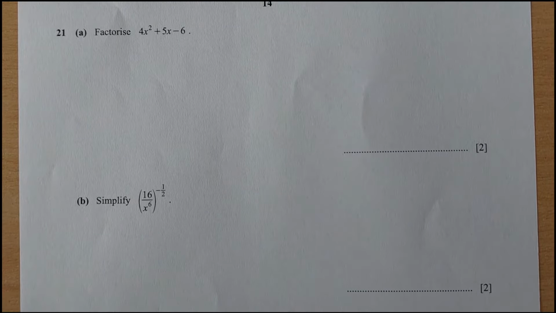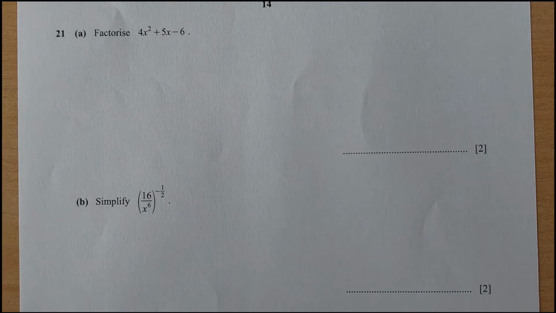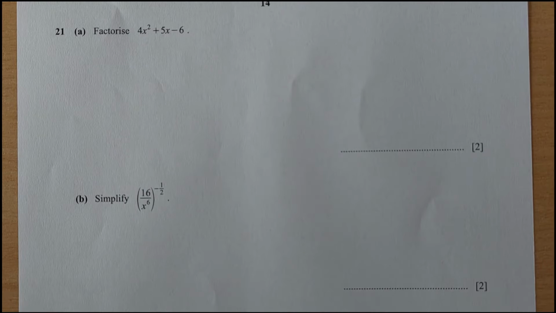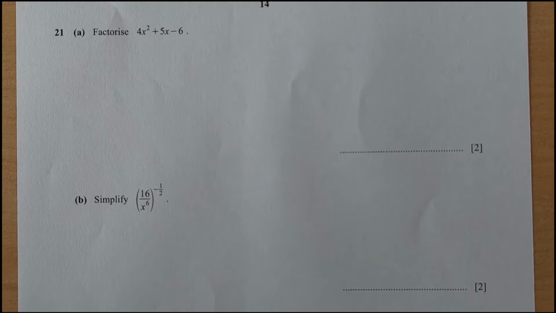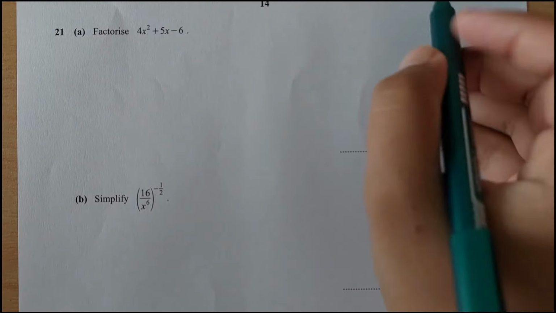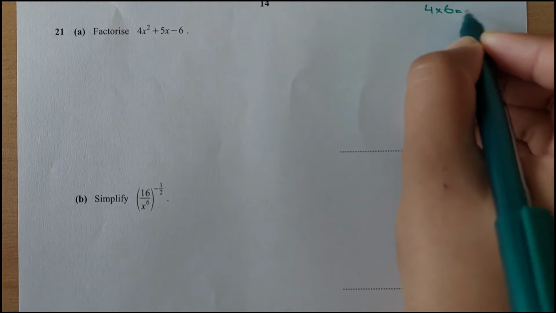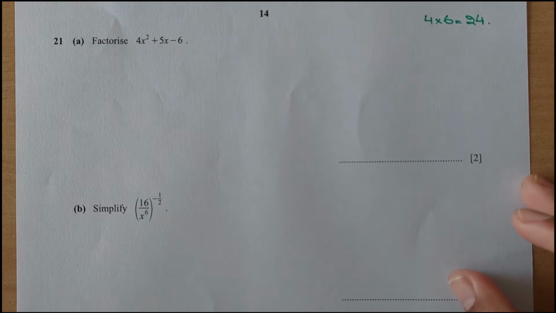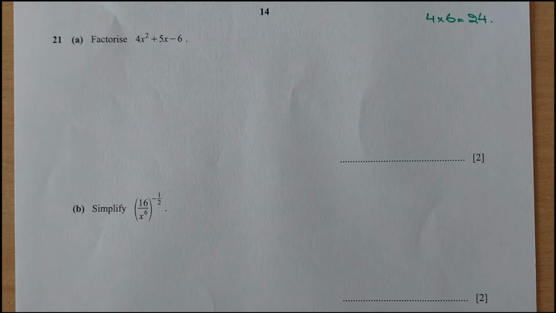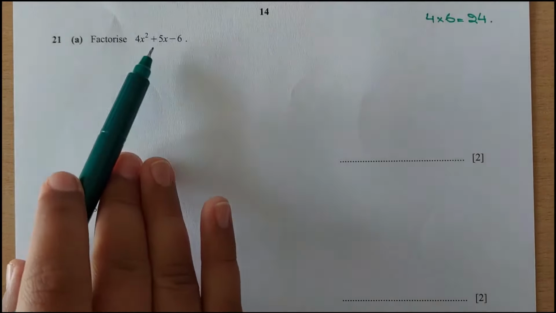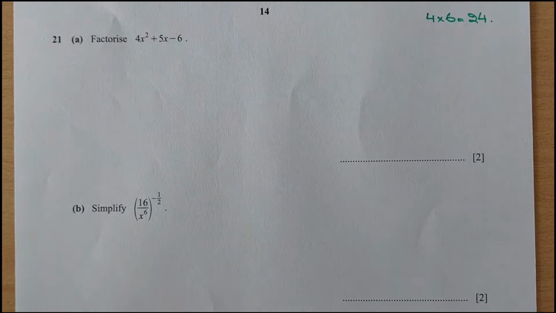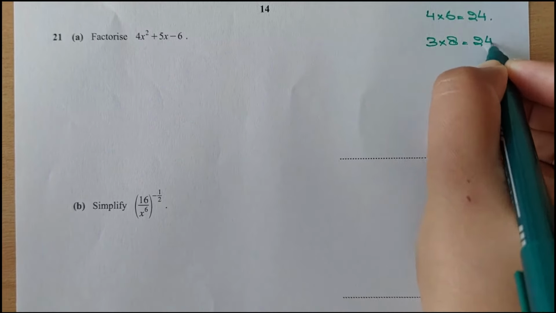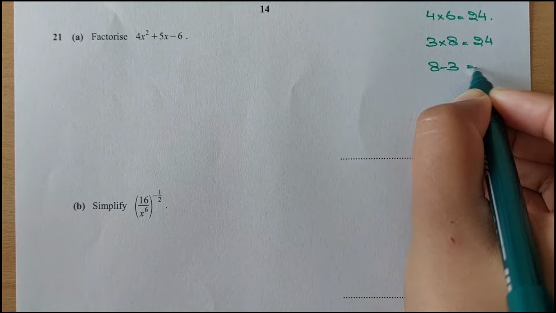Question number 21. In A part, we need to factorize this quadratic equation. So means we need to break the midterm first. So we have 4 and 6. So 4 times 6 is 24. Now we need to find the two numbers. The product is 24 and the difference is 5. Okay, when to add or subtract, it's just 5. We need to break the midterms. So 3 times 8 is 24. And 8 take away 3 is 5.